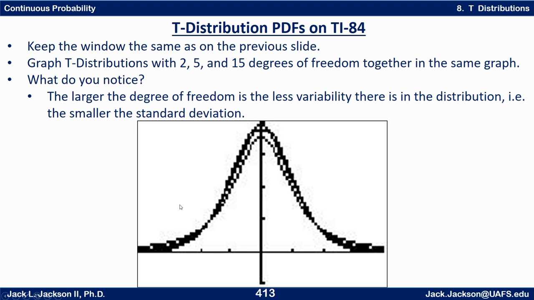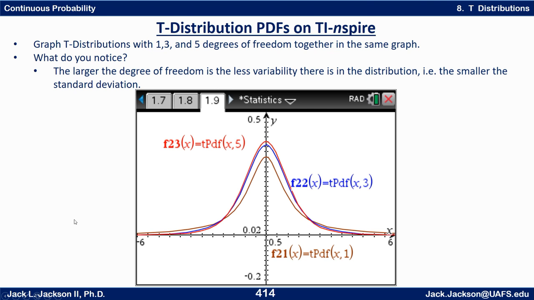Well, if you did this, you're going to get all three of those graphed, and you can see that the graphs there are very similar. The Nspire graph's a little prettier, so let me go to it. So there's the graph on the TI Nspire, and as you can see from the formulas there, the three graphs have a TPDF with 1 degree of freedom, 3 degrees of freedom, and 5. So the brown one here, which is in the middle part, it's the lowest. In the outer part, it's the tallest. Shortest in the middle, tallest on the outside.